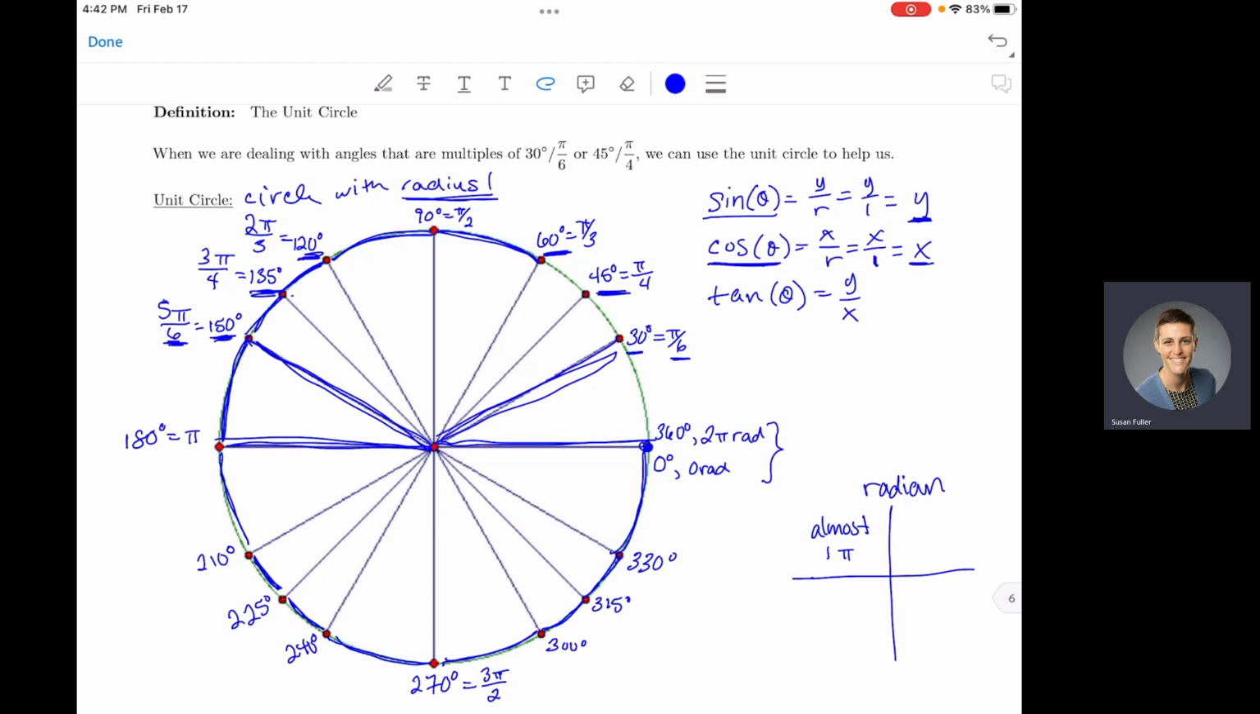So again, everything in this quadrant, my radian measures are almost 1 pi. 120 is 2/3 pi. 135 degrees is 3/4 pi. 150 degrees is 5/6 pi. All of these fractions are almost 1 pi. Your numerator is 1 less than your denominator.